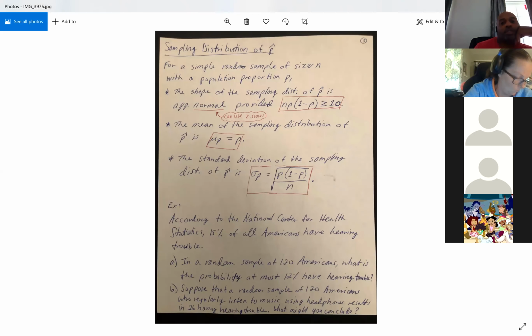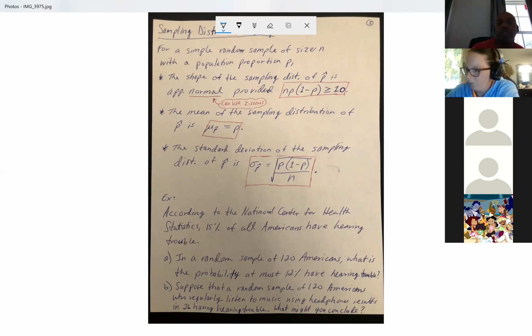So here we have the sampling distribution of p hat. For a simple random sample of size N with population proportion p, the shape of the sampling distribution of p hat is approximately normal, provided that we have this initial condition: N times p times 1 minus p has to be greater than or equal to 10. That is important because we're talking about being able to use Z-scores. So this condition has to be in play for it to be approximately normal. Once that's established, we'll be able to use Z-scores in the same fashion that we did in the last few problems.